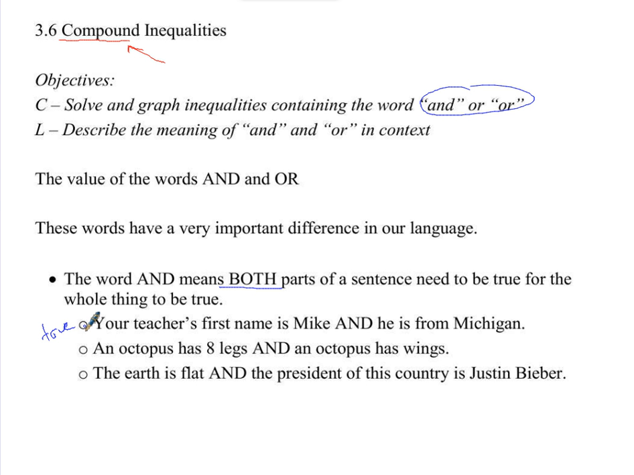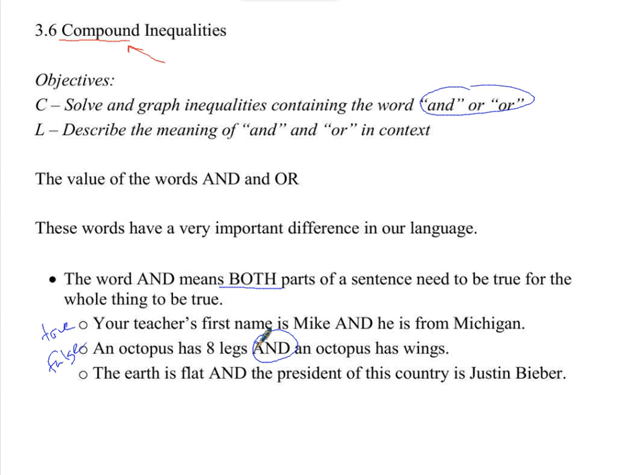An octopus has 8 legs. Is that true? Yeah, technically they're tentacles, but legs is fine. And an octopus has wings. Is that true? No. So is this statement true? The statement is false. Even though that first part was true, we used the word and, so the whole thing has to be true. Both parts have to be true in order for the whole thing to be true.